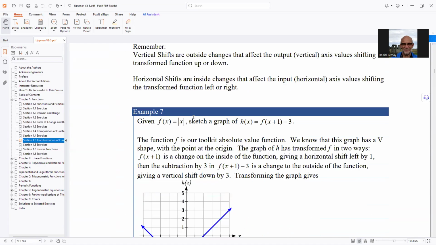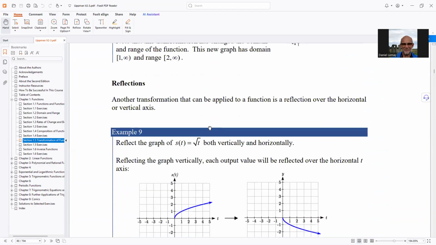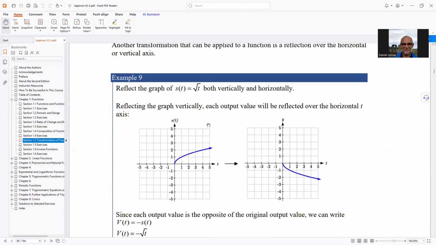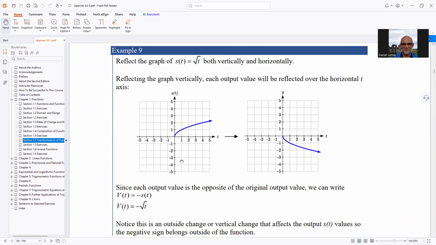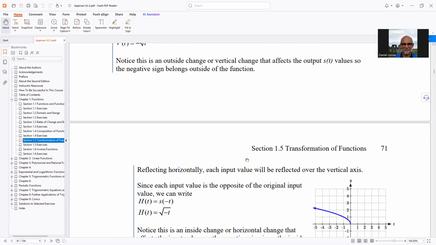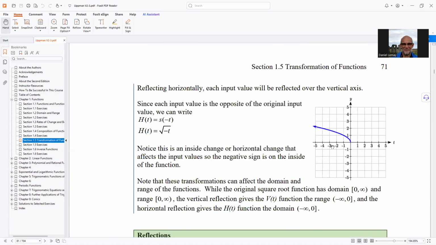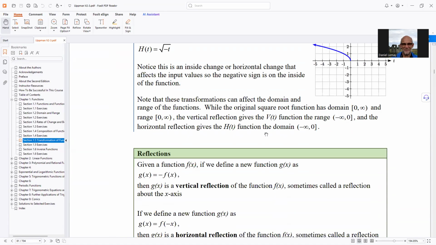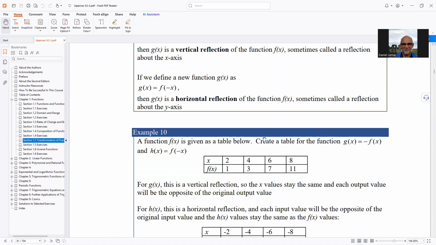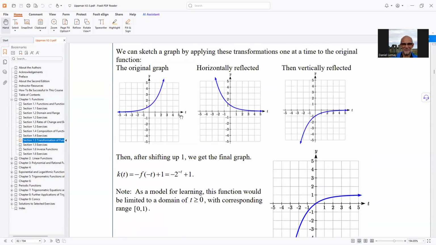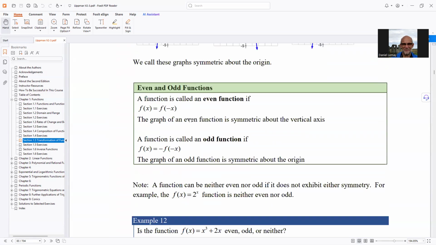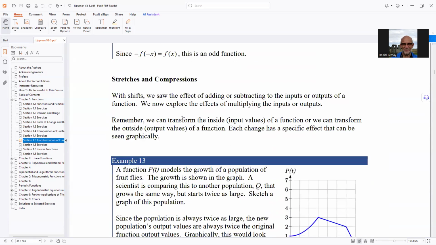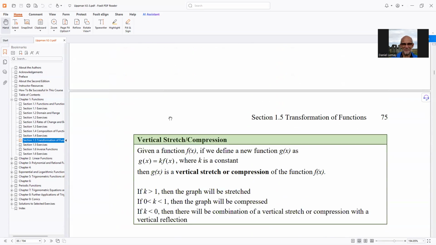And then where are the horizontal stretches and compressions? And there's the reflection. See, when it's inside the function, it gets reflected around the y-axis. When it's outside the function, it gets reflected around the x-axis. And they talk about it here. Let's get down here to the horizontal compressions. I'll be honest with you, that's the part that confuses people.